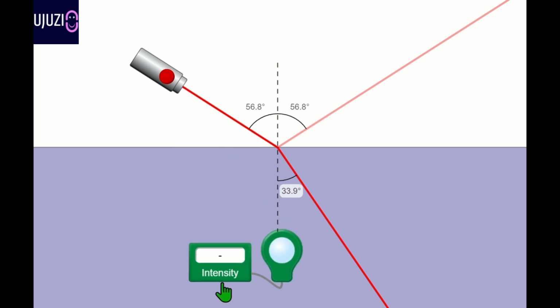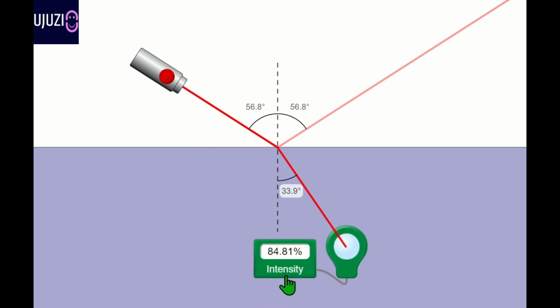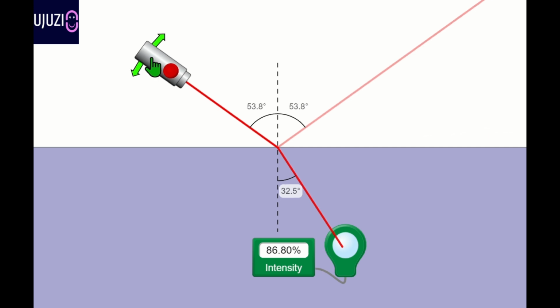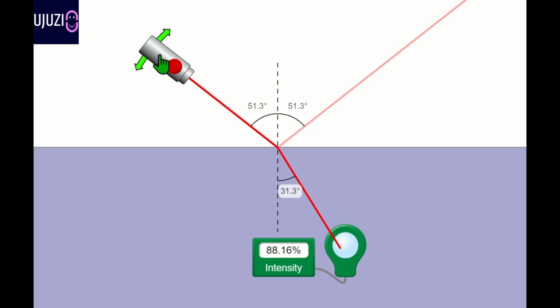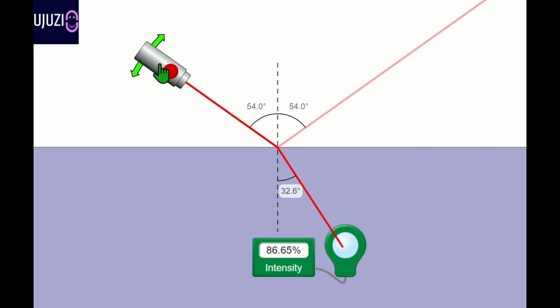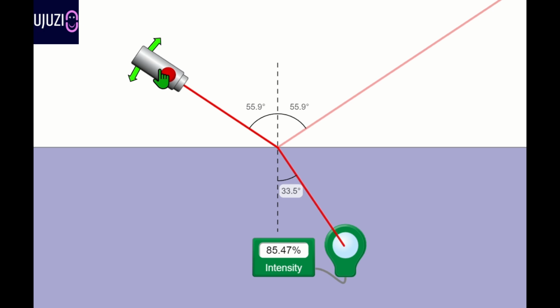Let's say, for example, I'm trying to track the intensity of light here. As you can see now, the intensity is 84. But if I make the angle smaller, now we have 56.8. If I make the angle smaller, you can see that the intensity is increasing. The intensity of refracted light is actually increasing. If I turn it this way, the intensity of refracted light is decreasing.